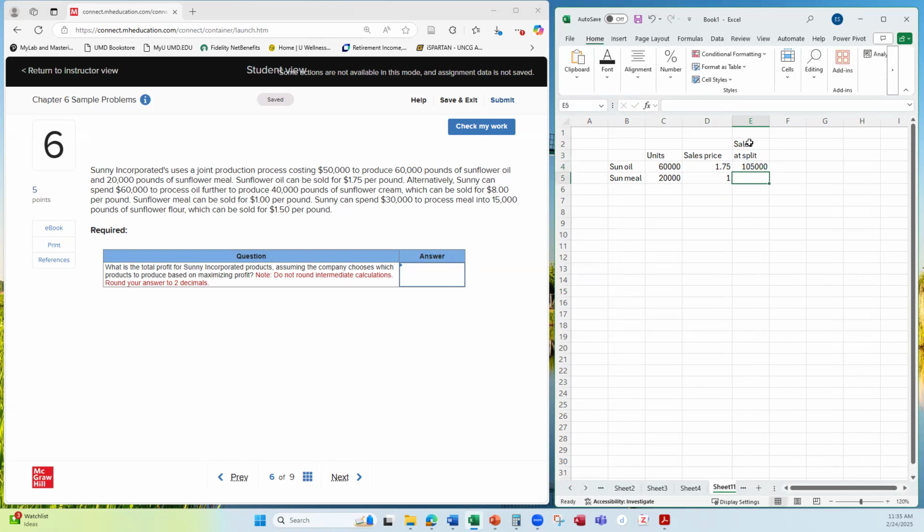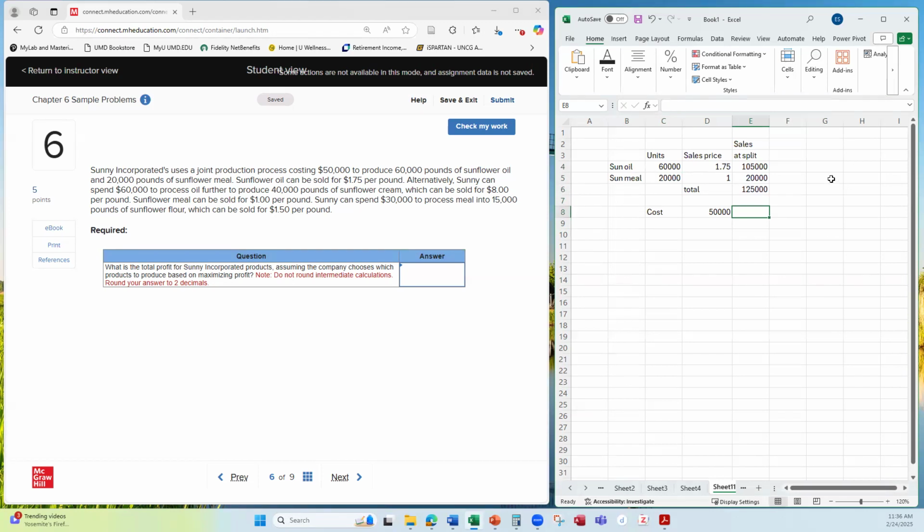50,000 times $1.75, if they choose to make it as is, versus 20,000, so it's $1 per unit. So total is 125,000 in revenue split up. Now, if we decide to process further, we can spend another $60,000. I'm going to just put cost up to this point is $50,000, of which we can assign this based on various methods. So I'm just going to leave this here for right now.